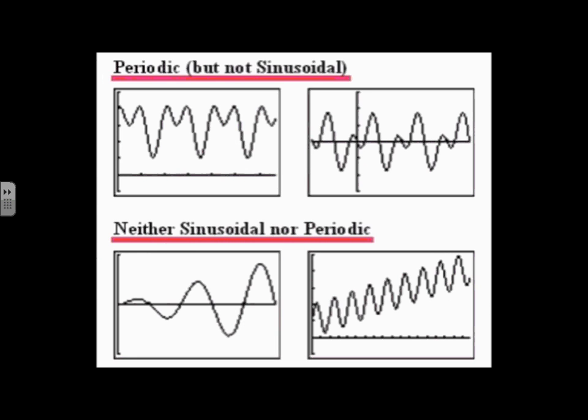On this screen, we've shown you 4 other graphs, none of which are sinusoidal. The top 2 are periodic. They do repeat at regular intervals. But if you notice, the symmetry that you see in the troughs is not mirrored in the crest. The 2 graphs below are neither sinusoidal nor periodic. They do have that wave-like pattern, but they're not repeating at regular intervals.